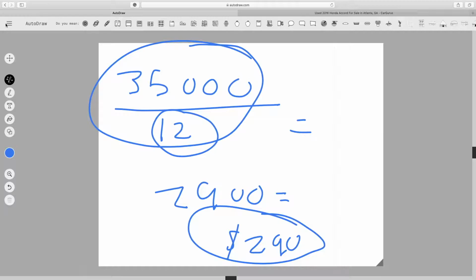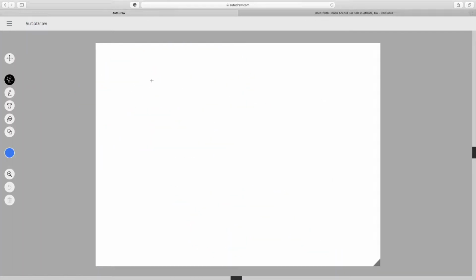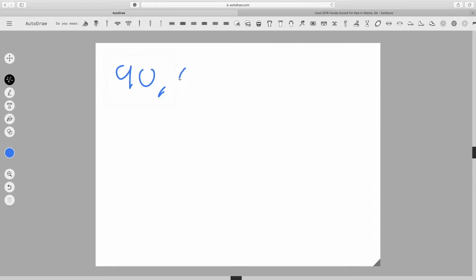So get a car for around $290 a month. So save up for that down payment. So now let's look at a higher income. So the more you earn, the more car you can afford. But then again, that's only 10%.